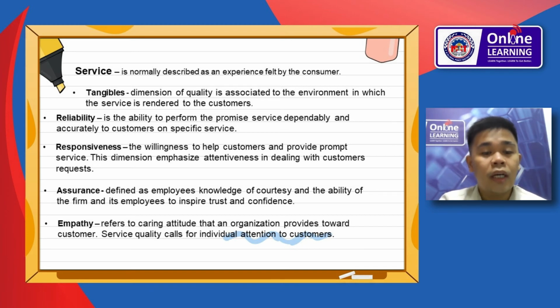For assurance, it is defined as the knowledge and courtesy of employees and the ability of the firm and its employees to inspire trust and confidence. For empathy, it refers to the caring attitude that an organization provides toward the customer. It is very important to the organization. So that's the end of Chapter 2.